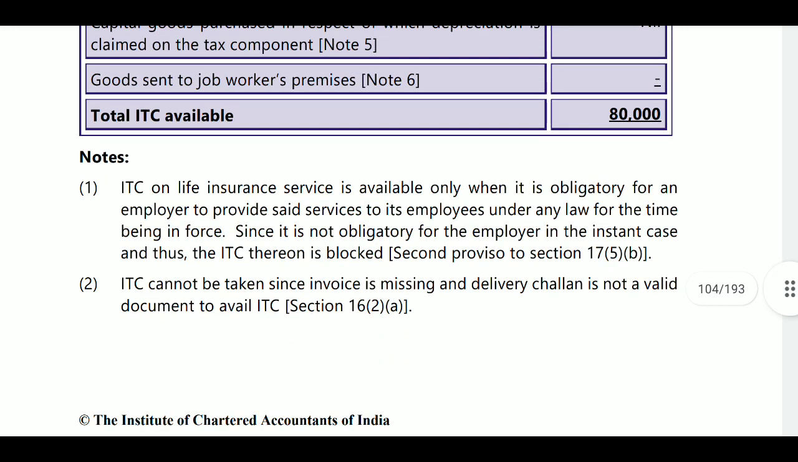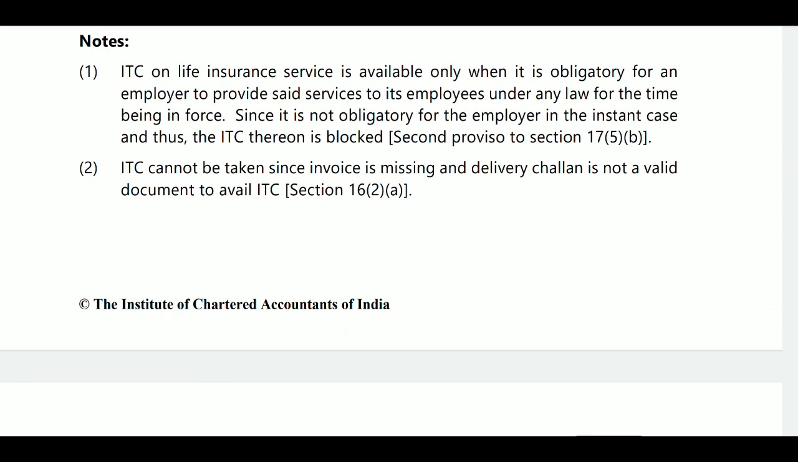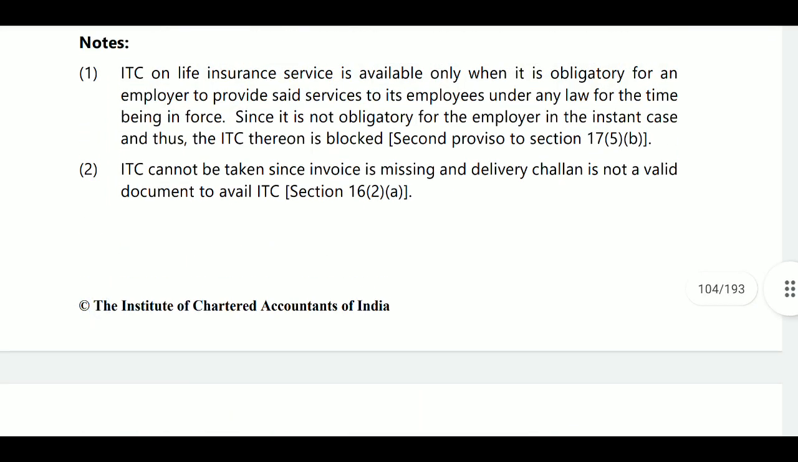So note 1. What is there in note 1? ITC on life insurance service is available only when it is obligatory for an employer to provide such services to its employees under any law for the time being in force. Since it is not obligatory for the employer in the instant case, the ITC thereon will be blocked credit. Next, ITC cannot be taken since the invoice is missing and a delivery challan is not a valid document to avail ITC as per section 16(2). In case of the employee, section 17(5).